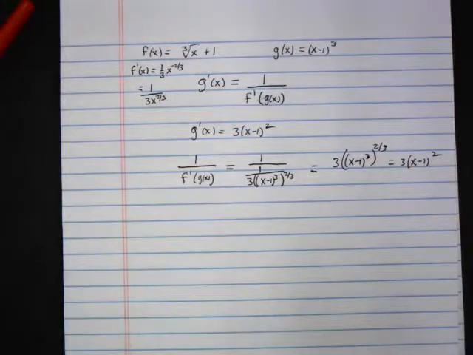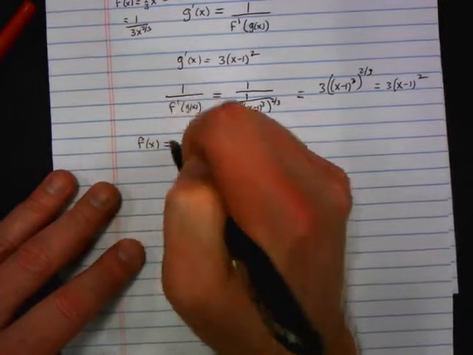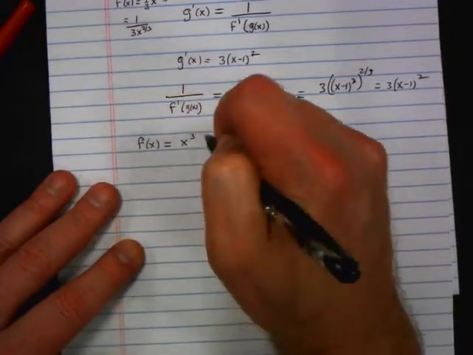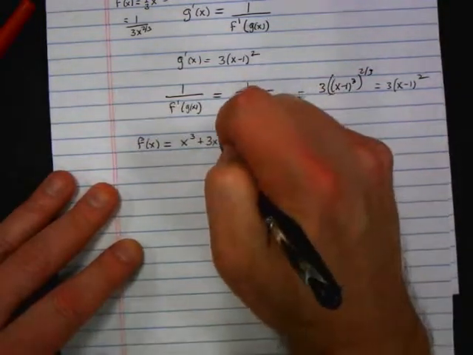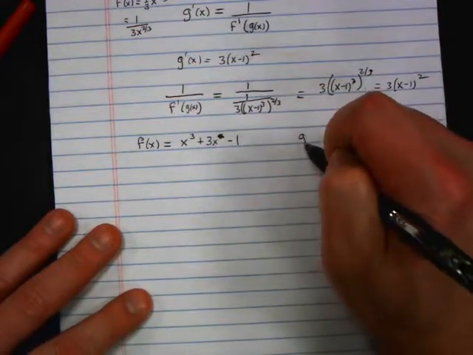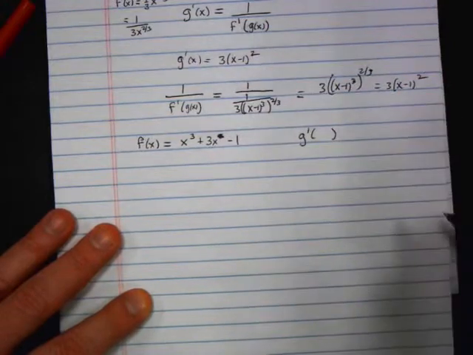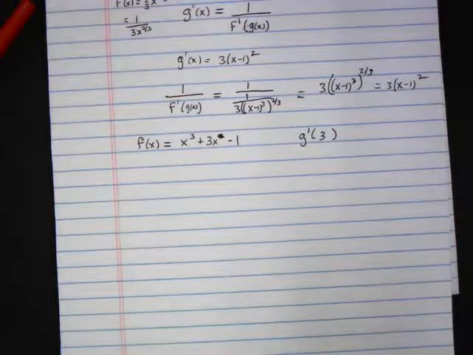All right, well, that doesn't seem particularly useful until I give you a problem like this. f of x is x cubed plus 3x squared, no, 3x. No, x cubed plus 3x minus 1. And I want you to find g prime at 3. What's g? The inverse. g is the inverse.